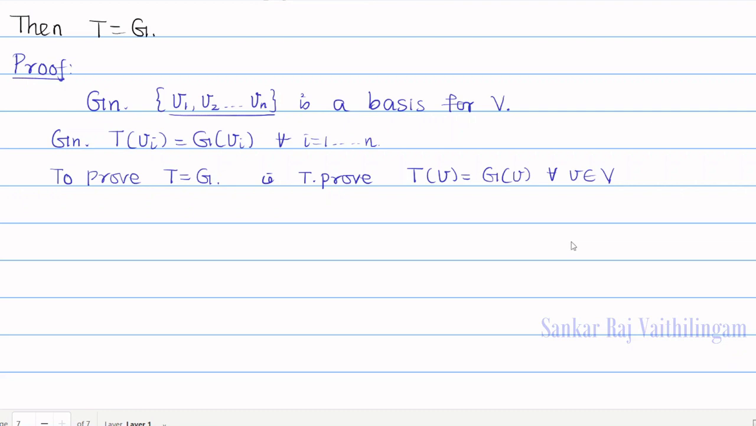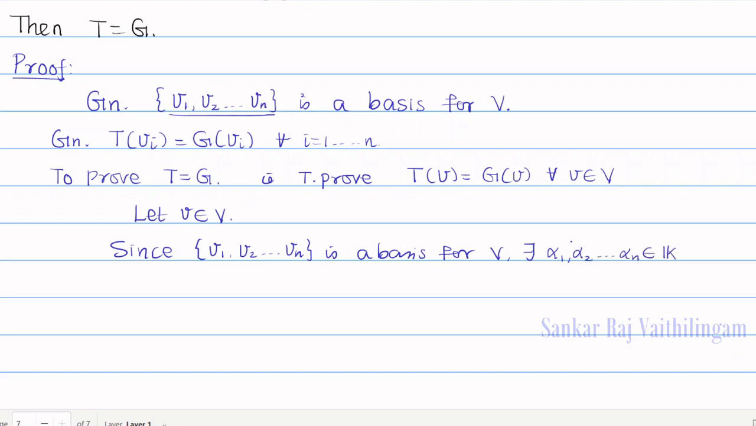So first let small v belong to capital V. Since V1, V2, ..., Vn is a basis for capital V, there exist alpha 1, alpha 2, ..., alpha n belonging to K such that V can be expressed as alpha 1 V1 plus alpha 2 V2 plus ... plus alpha n Vn. We can write it like this.